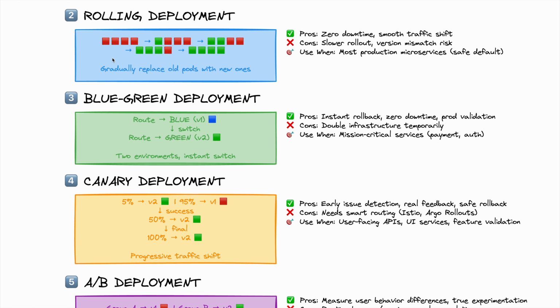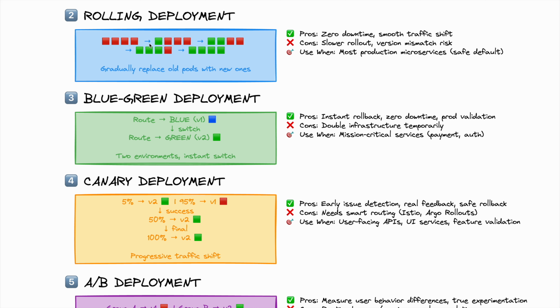In rolling deployment, let's say we have 5 instances of our microservice, and what we do is gradually replace the old pods with the new ones. For example, first we replace the first pod, then the second pod, third, and so on. So we are gradually deploying, not replacing all at once, right? What are the pros of this approach? The pros is that there is zero downtime and a smooth traffic shift. And the cons is that it's a slower rollout, and we may also have version mismatch, right?